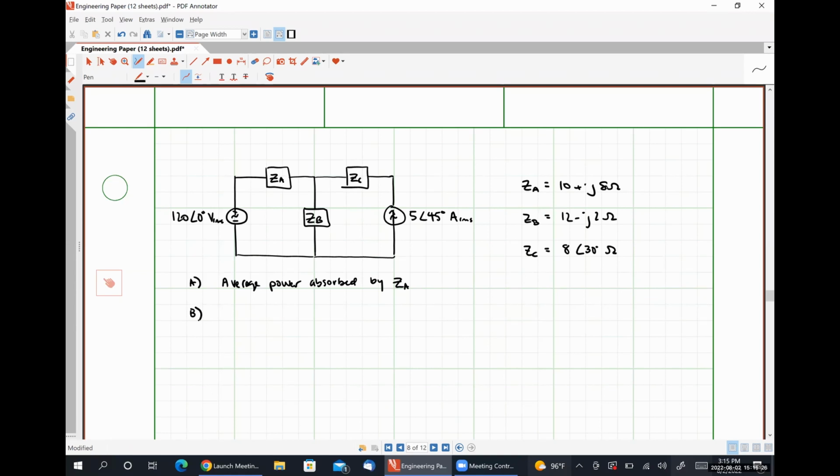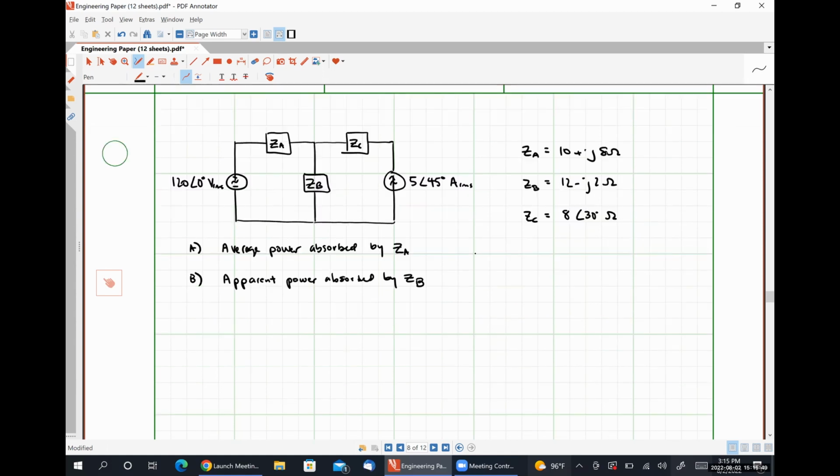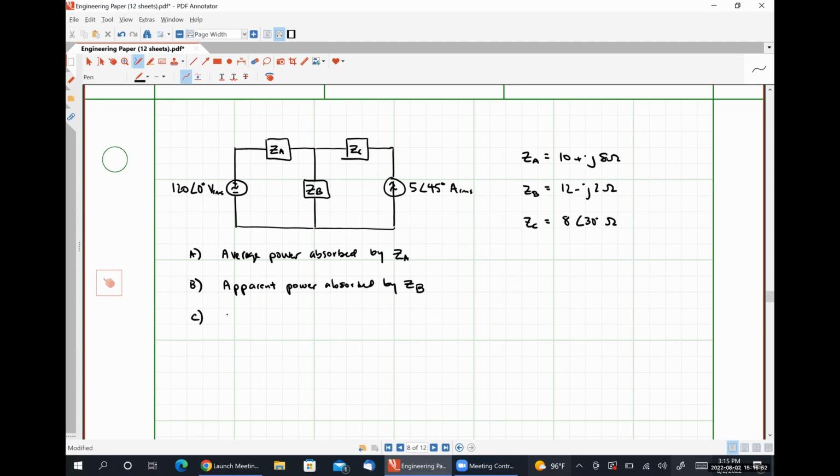The second thing we want to know is the apparent power absorbed by ZB. And lastly, let's find the reactive power absorbed by impedance ZC.